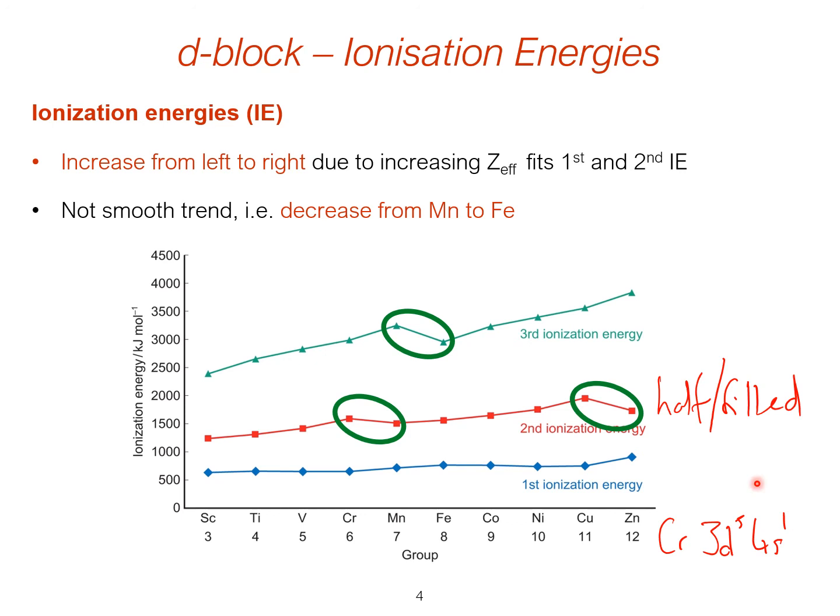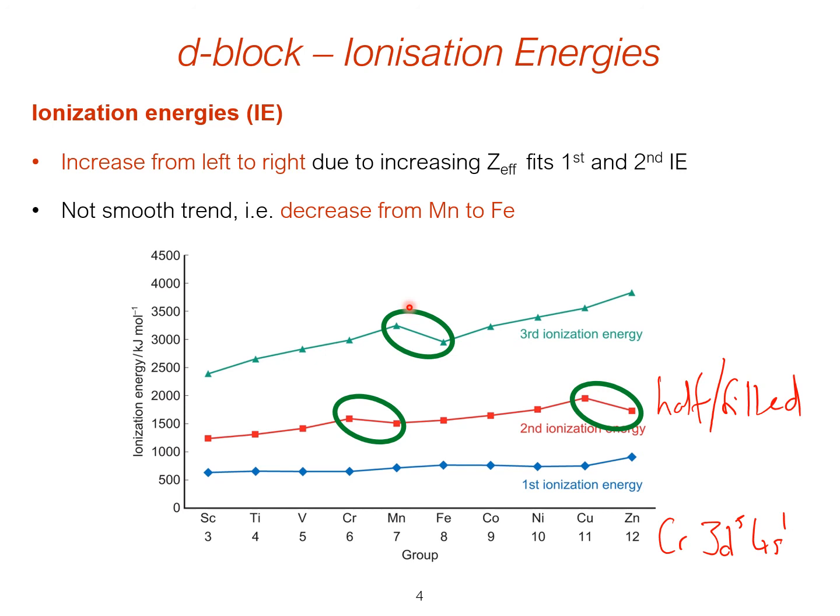So the first ionization energy will just be removing that 4s1 electron in either chromium or copper, and then we're left with either a half-filled orbital or a completely filled orbital. And if you remember, these half and completely filled orbitals are much stronger than usual, so it's slightly harder to ionize an electron from those, and that's why we see chromium and copper being slightly higher than expected and making this trend a little funny.